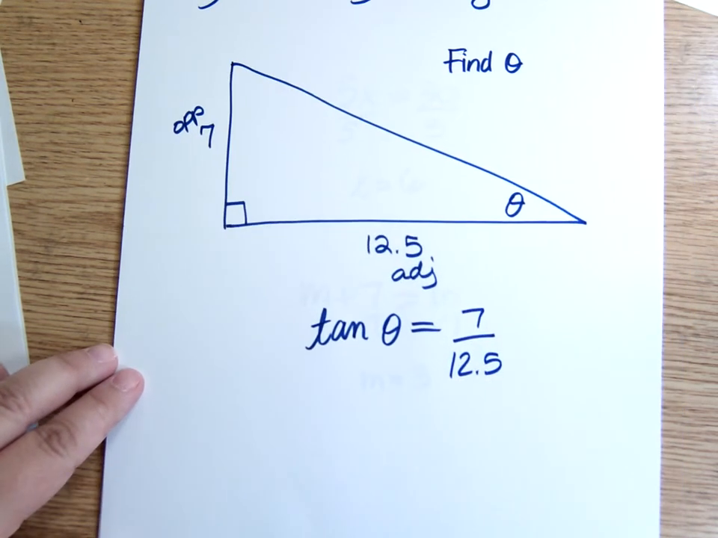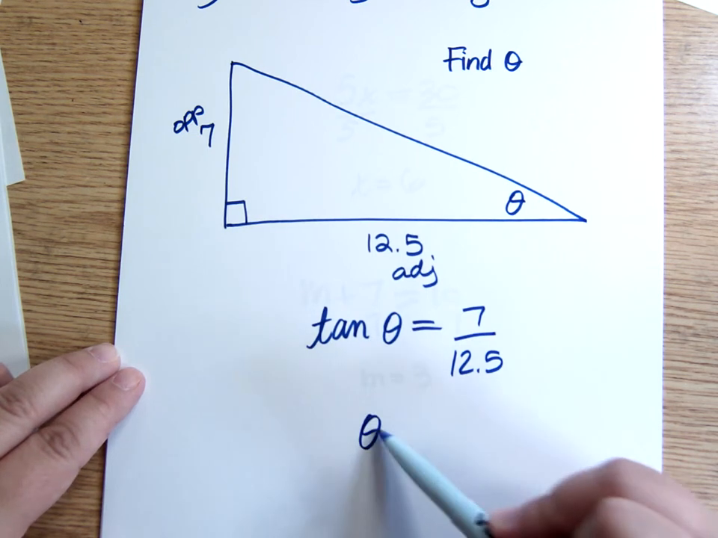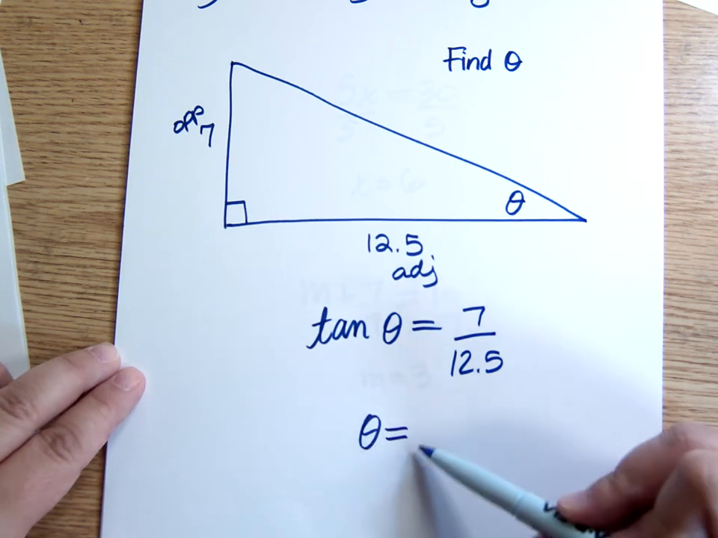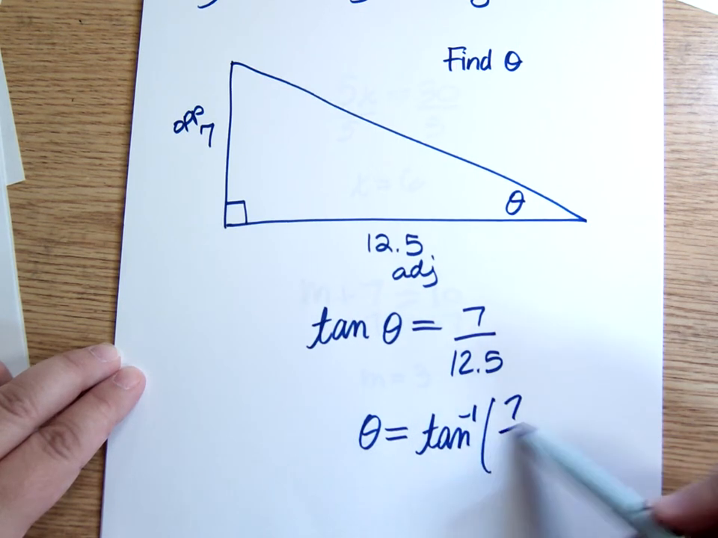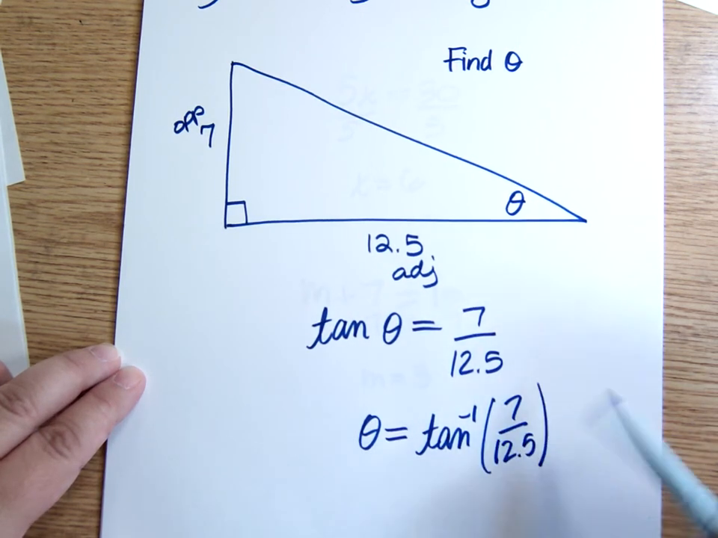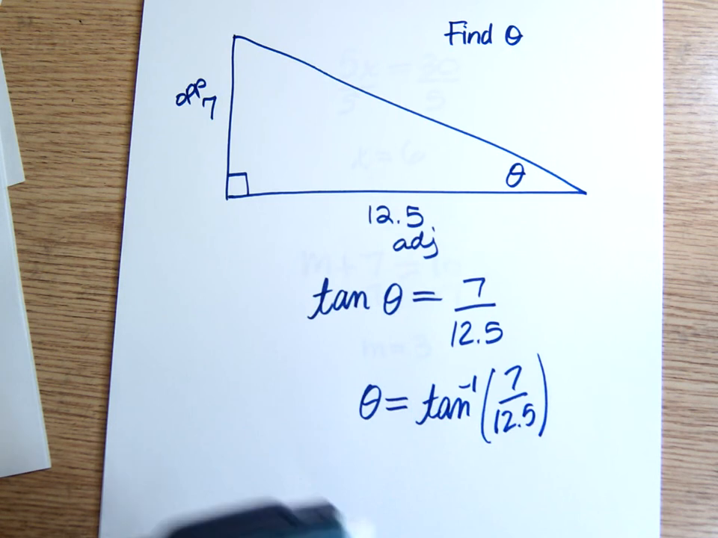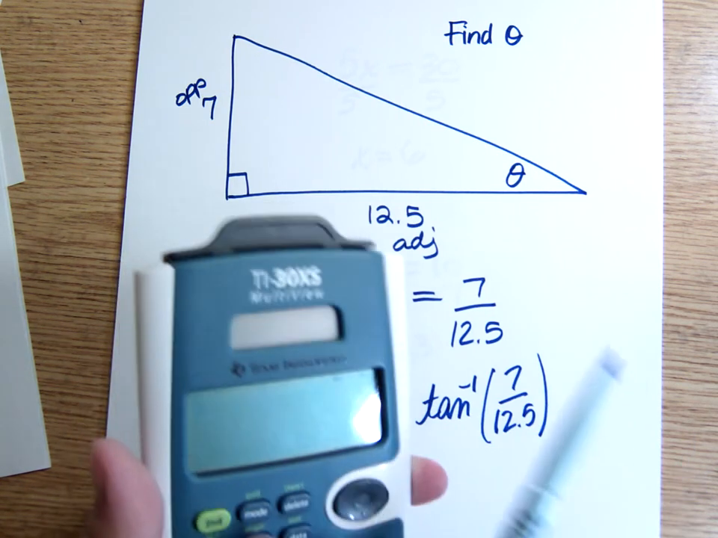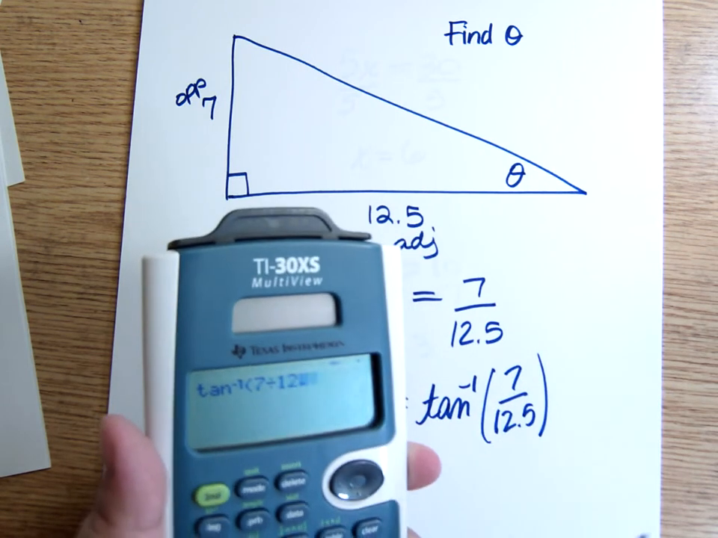Now if I need theta, I need to get the tan away from it, which means I'd move it where? To tan^-1. Good. I move it to the other side as inverse tan, and this is what goes in my calculator. Until the angle name is alone, you don't put anything in your calculator. And this is really not an angle name, it's the variable for the measure, but the same idea. So I'm going to do inverse tan of 7 divided by 12.5. And I get 29.